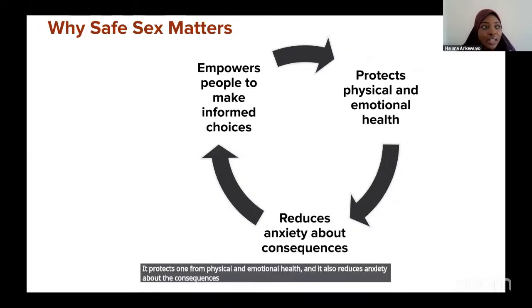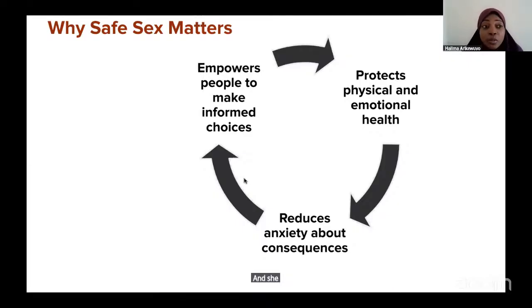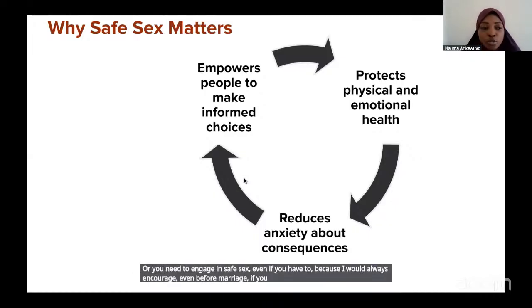I remember having a patient years ago, and it was an experience. She told us she remembered her friend telling her that you need to engage in safe sex, because I would always encourage, even before marriage, that you do not need to engage in sexual intercourse. She remembers all of those lectures vividly, and she said, you know what, I need to take a step back. And she came to the clinic, she got counseling, and she was better informed about moving forward with regards to safe sex.